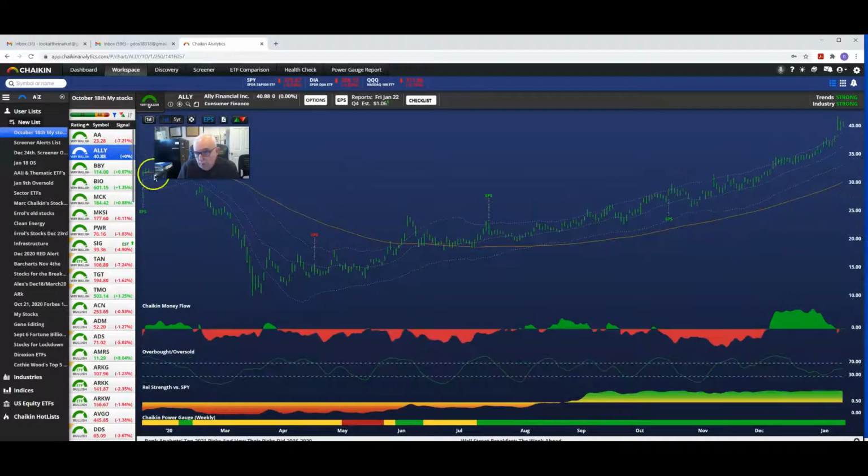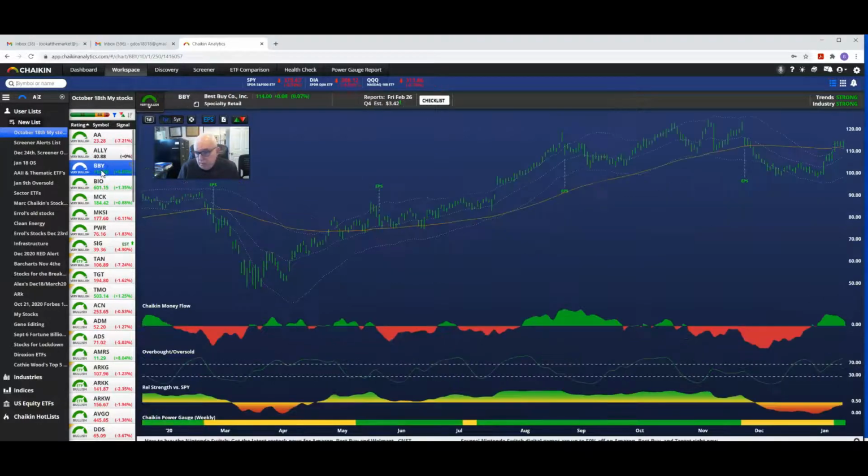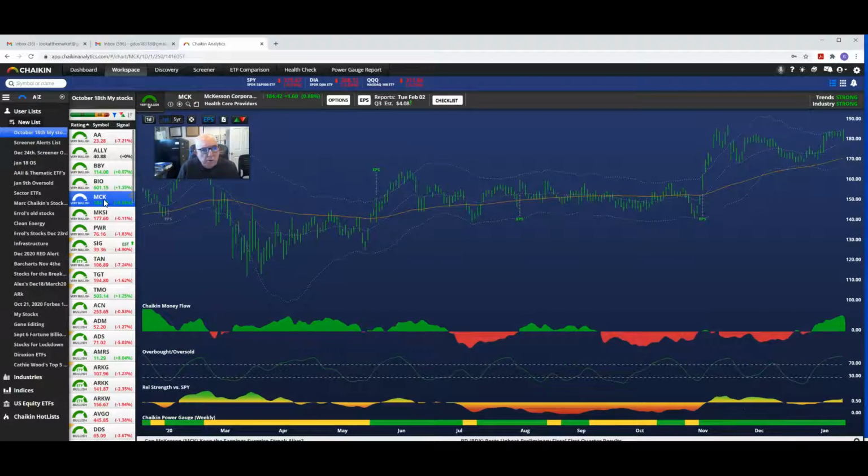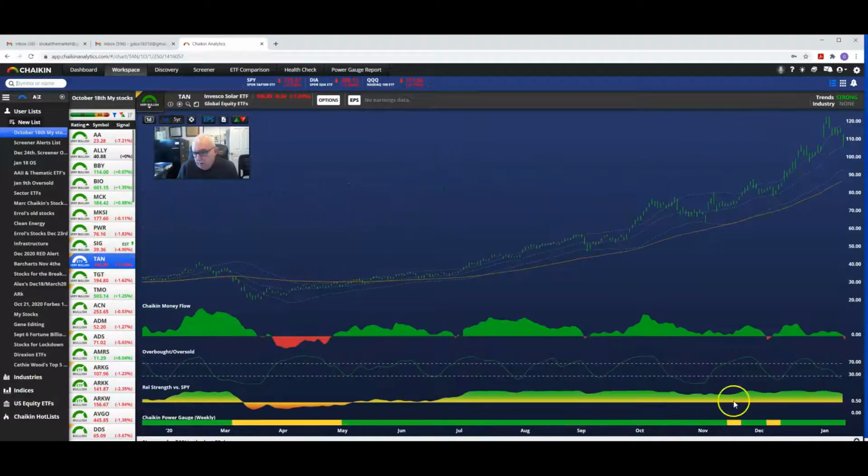Here's another one. Well, Ally, I still own this one. It's not overbought yet. Okay, Ally Financial. But Best Buy is overbought. BioRad Labs is overbought, pretty much. MCK is overbought, McKesson. But if we go down to TAN, you can see that TAN is now oversold. This is one of those ETFs, and it's also sitting at a 21-day average. Now, I don't own this right now, but this would be a good place to take a look at TAN again. Okay, so take a look at TAN.